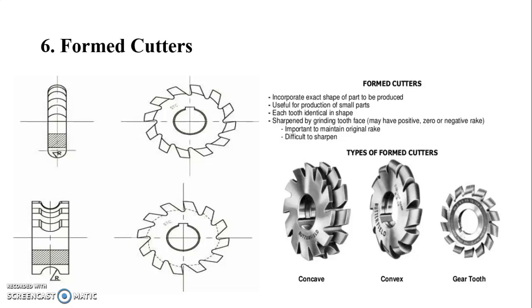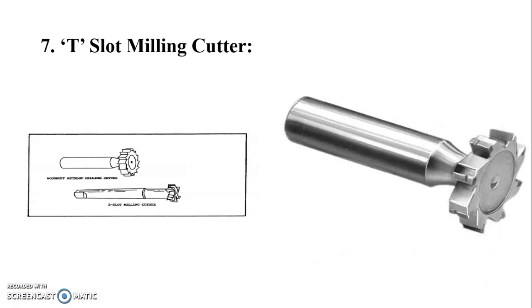These cutters are used in making gears on a milling machine. So gear cutting is an operation which cannot be done otherwise. These cutters have the tooth profile which is to be produced on the gear blank. So next, that is T-slot milling cutter.